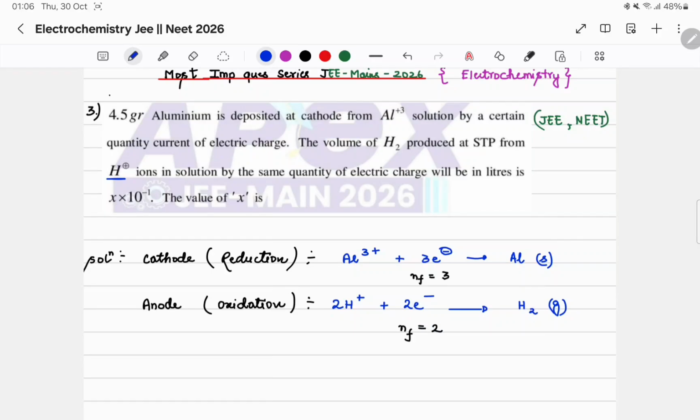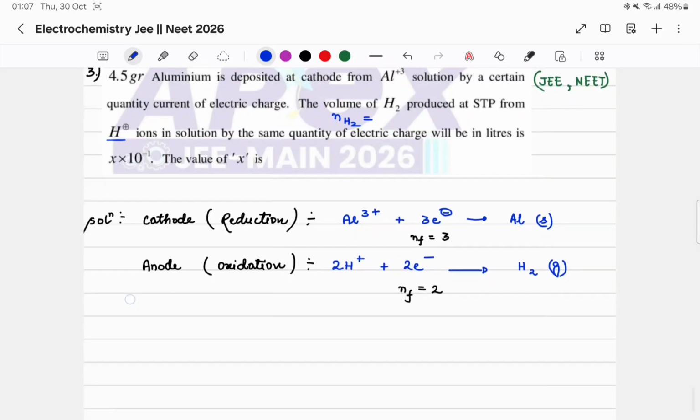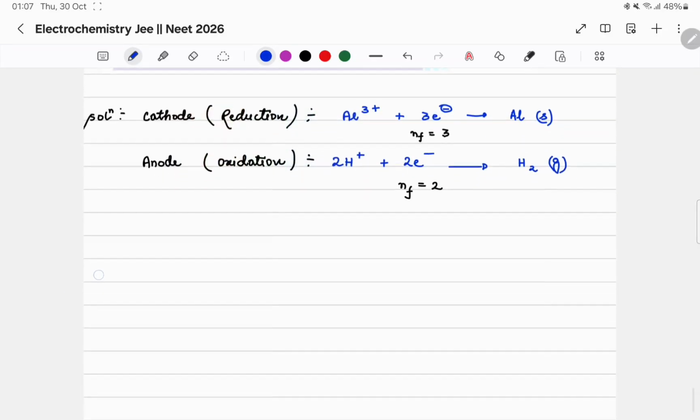Now let's approach the question. The question is asking about the volume of hydrogen produced. If they are asking the volume of hydrogen produced, our main aim is to calculate moles of hydrogen. अगर हम कैसे भी moles of hydrogen निकाल लेते हैं तो हमारा क्वेश्चन सॉल्व है. मोल्स निकल गया तो वॉल्यूम हम आराम से निकाल लेंगे. तो लेट्स सी हाउ वी आर गोइंग टू कैलकुलेट मोल्स.